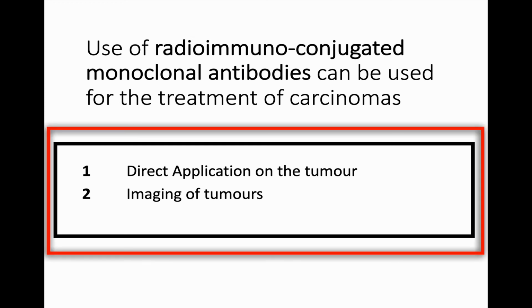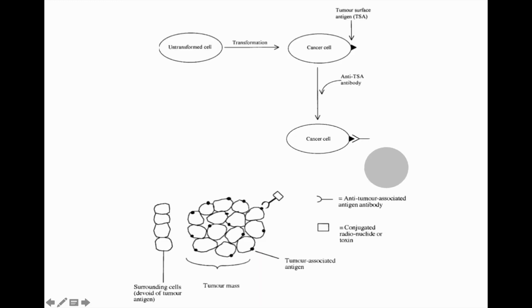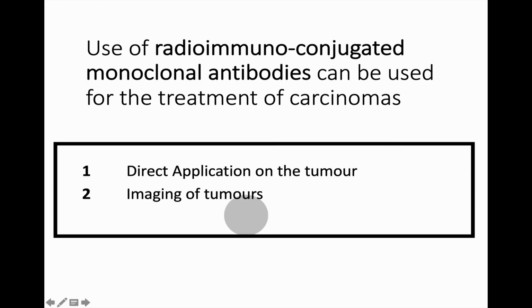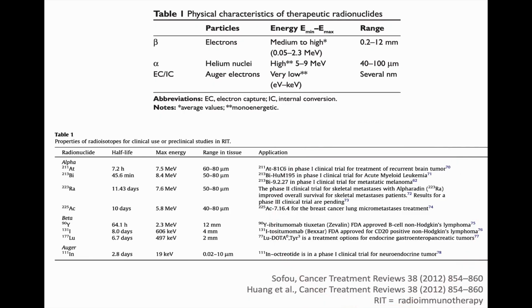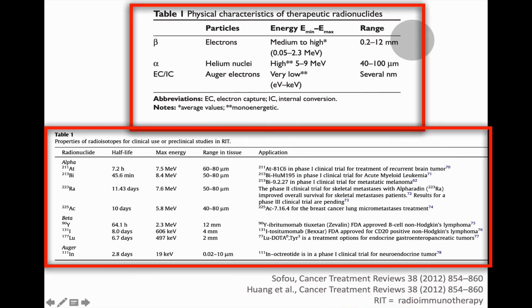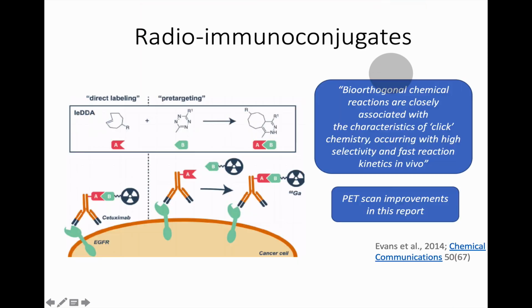What conjugates would we stick onto monoclonal antibodies if they wanted to work on a tumor mass, like in this diagram? Or what radioisotopes would you consider for imaging of tumors? So we went through the different types of radioisotopes. We looked at the different ranges, the different distances that they cover.